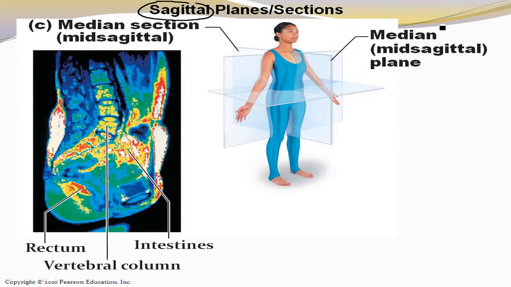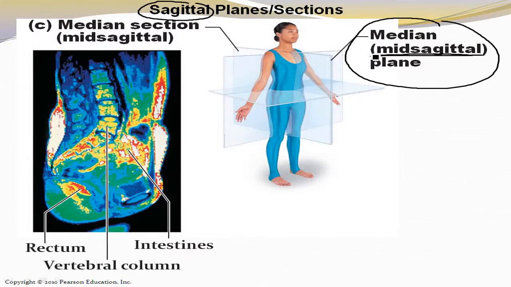Now, if that plane is located right in the middle of the body, it is referred to as a median plane or a mid-sagittal plane or section. But let's say that plane sliced the body over here or over here. You can still divide the body into a left portion and a right portion, but then you would just refer to that as a sagittal section. It's only mid-sagittal if it's right down through the exact middle of the body.